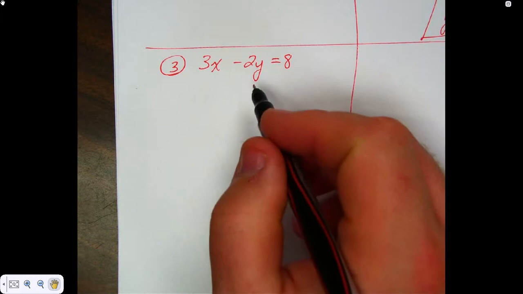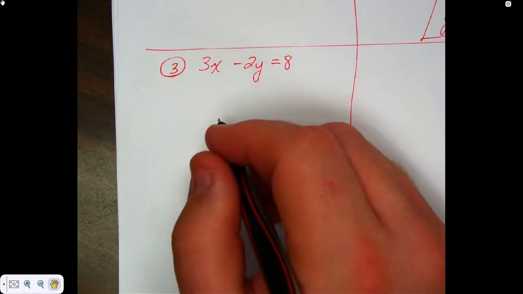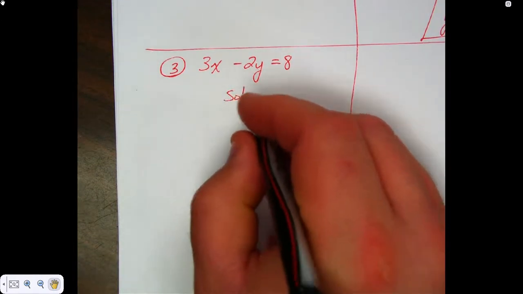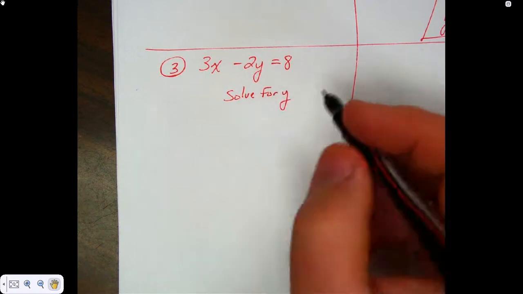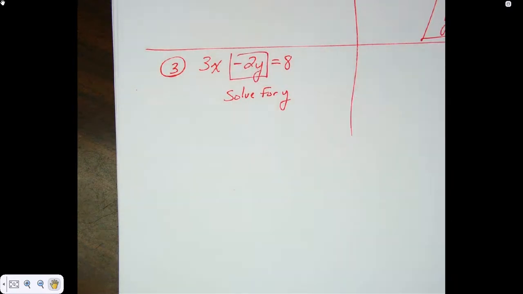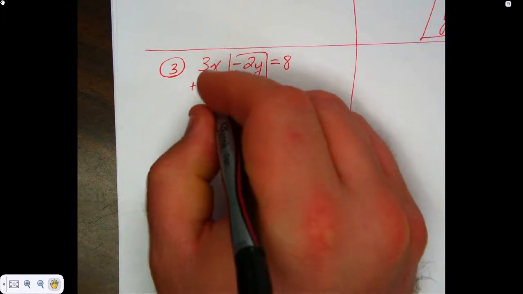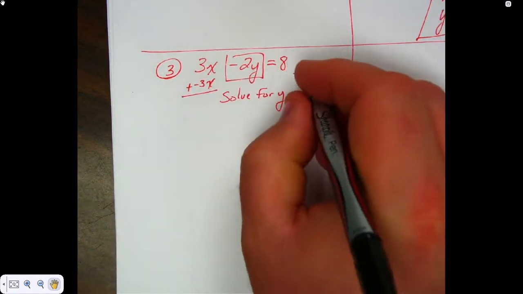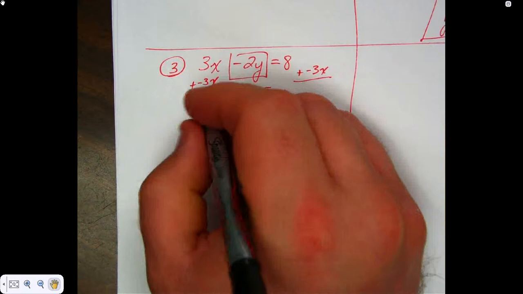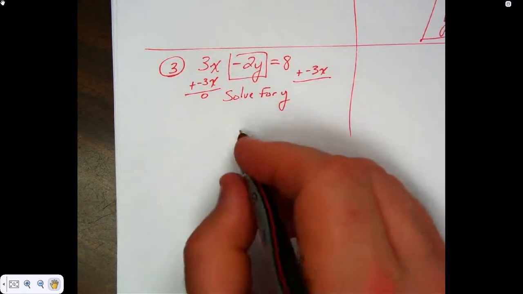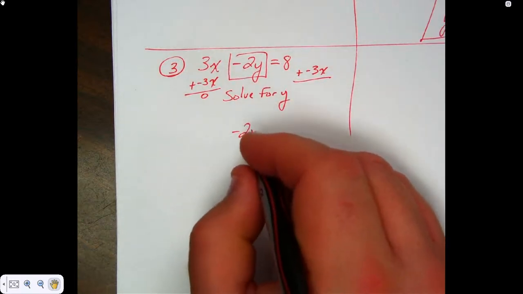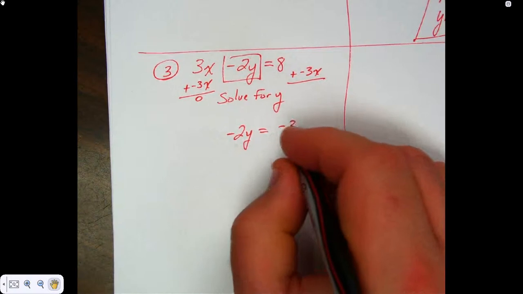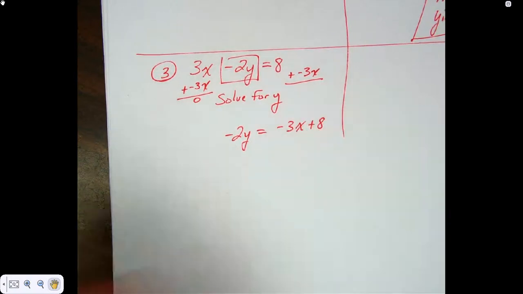So what do I need to do? I need to solve for y. I need to get my y term by itself. What am I going to do? Okay. If I do that to that side, I have to do the same thing to the other side. So what am I left with on the left side of this equation? Negative 2y is equal to what? Negative 3x plus what? Now, am I done? Is it in the form y equals?